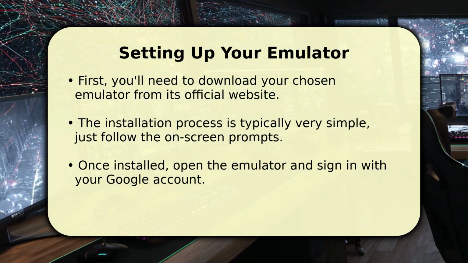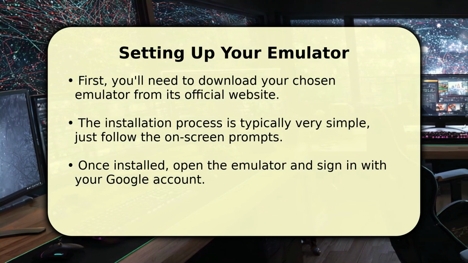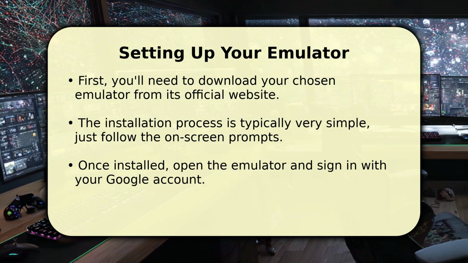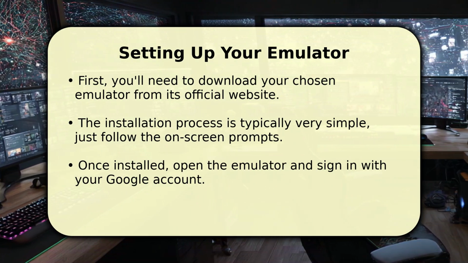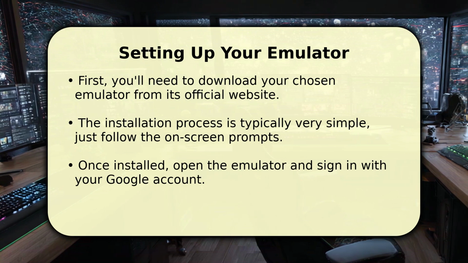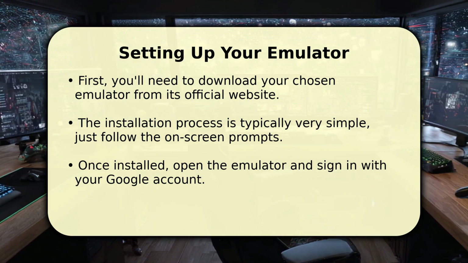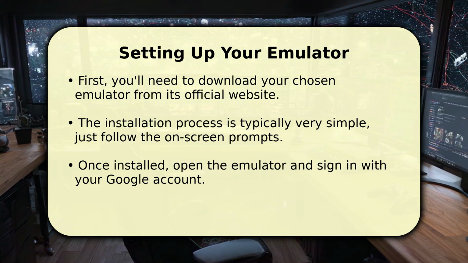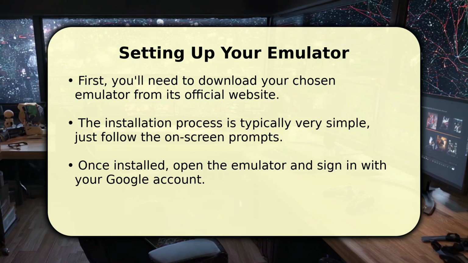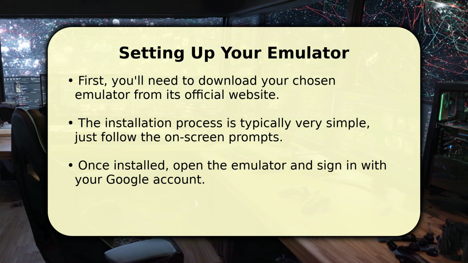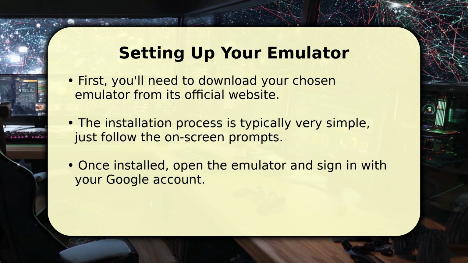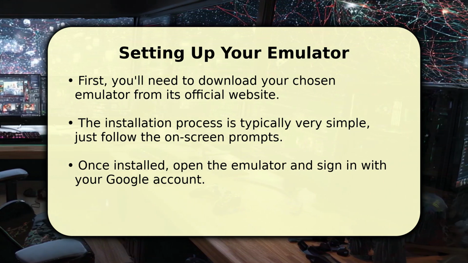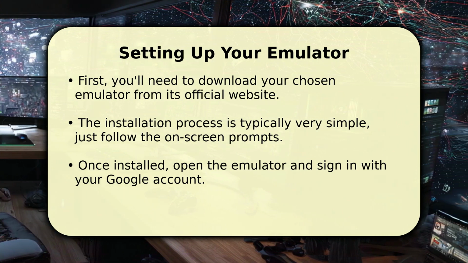Ready to get set up? It all starts with a quick download. Head over to the official website of your preferred emulator, maybe BlueStacks or LD Player, and grab the installer. The installation process is really straightforward. Just click through the prompts like any other program. After it's installed and you open it for the first time, you'll simply sign in with your Google account. This links your emulator to the Google Play Store, just like a new phone.